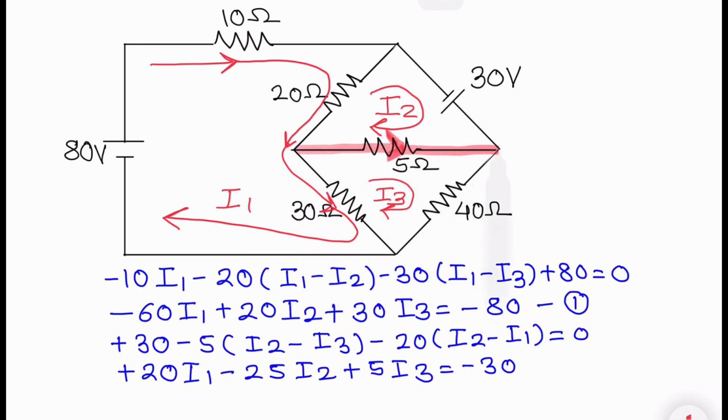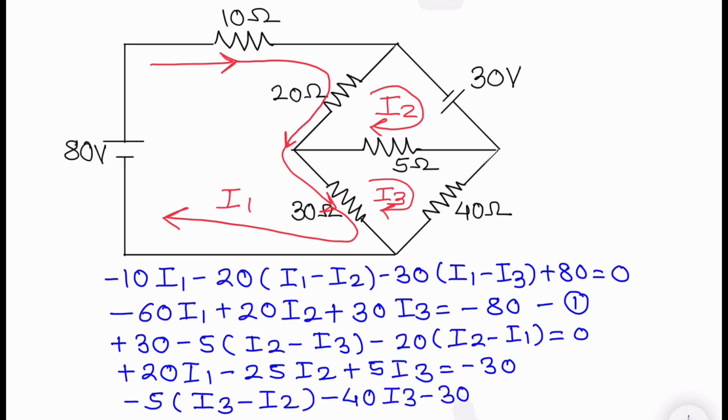Equation for loop number 3: minus 5 (I3 minus I2) minus 40 I3 minus 30 (I3 minus I1) equals to 0. I will write down the equation. Minus 5 (I3 minus I2) minus 40 I3 minus 30 (I3 minus I1) equals to 0.